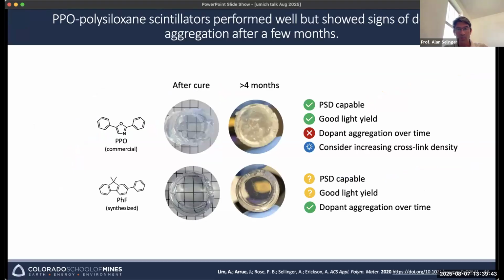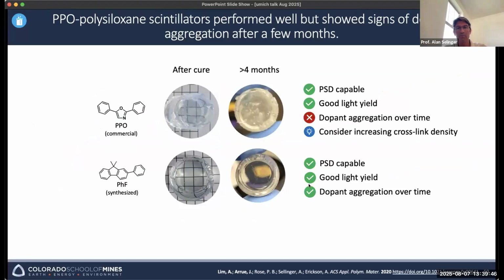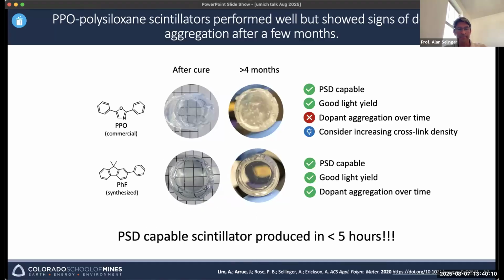So basically now we can make a PSD capable scintillator in 3 hours. This is after many months. You can see the PPO is less soluble in this matrix, so it goes opaque, whereas our in-house synthesized dopant still looks good. We're still publishing papers in this area, looking at stabilities, different matrices, different dopants. But yeah, we've gone from 5 days plus to 1 day to now a few hours to be able to make scintillators.